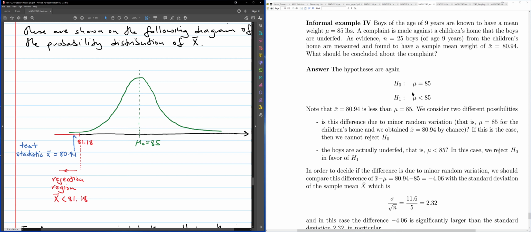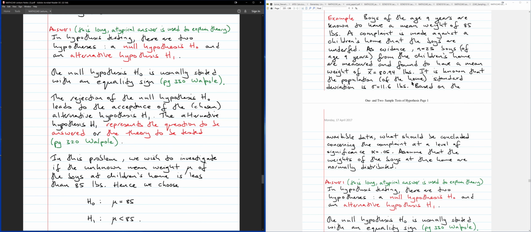The 80.94 being significantly less than the 85, the evidence says you have to reject h0 in this case. And if you reject h0, that means you have evidence to support h1. If you support h1, it means the complaint is valid and the boys are being underfed.